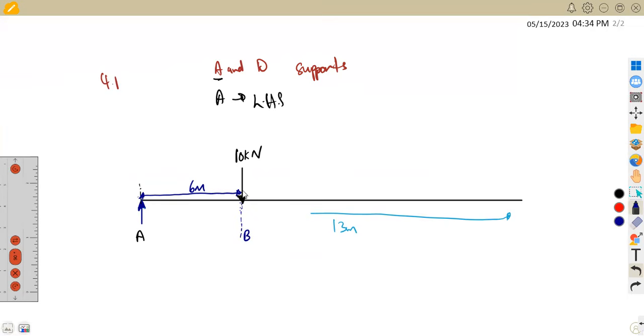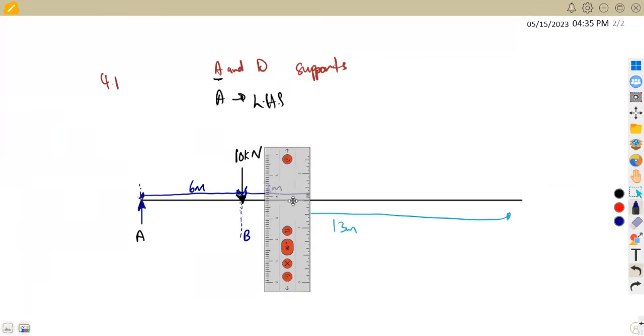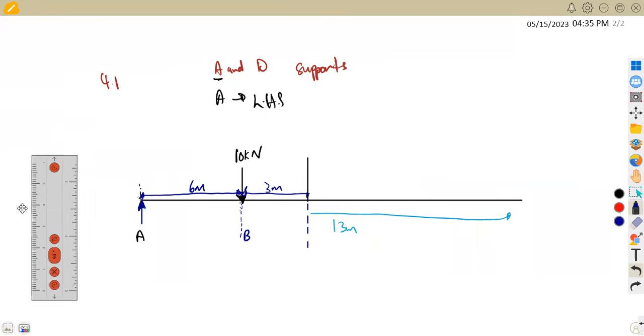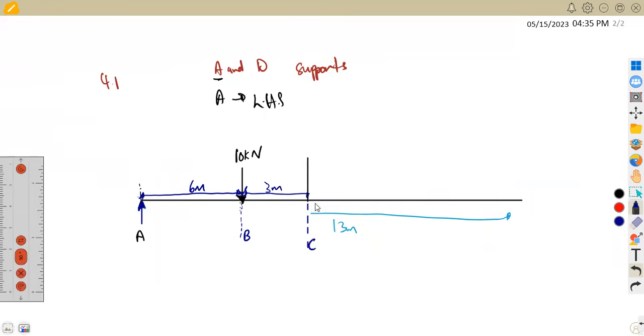Remember, I said that from B there are 3 meters from this point to the point C. So there's 3 meters in between. We are going to have a point load there, which is referred to as C, facing down at C. So this is going to be our point C, having a point load at C of 15 kilonewton. So that's what we had.